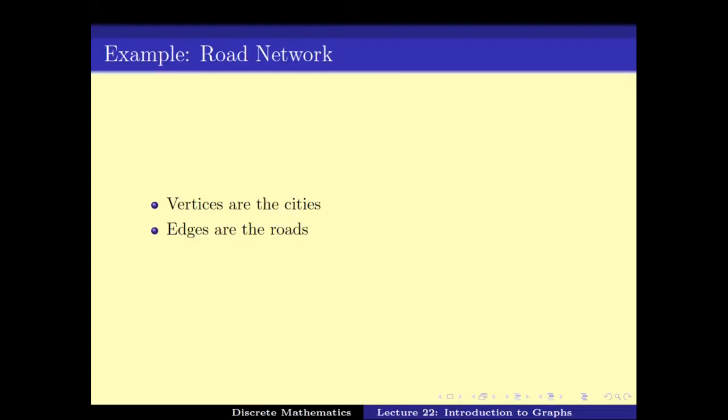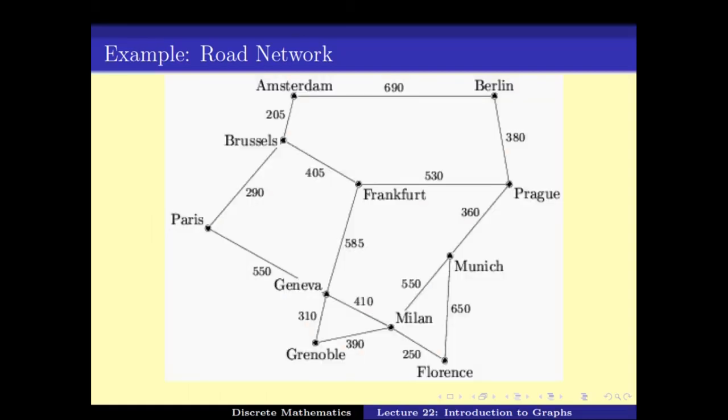Now, another very common use of graphs is road networks, where vertices are cities and edges are roads. We can also have numbers assigned to them, which indicate the distance between them. For example, here it says that Brussels to Paris is a distance of 290 kilometers. If you ever open a map, you will see a structure like this. So graphs are also used for designing road networks, railway networks, and so on.